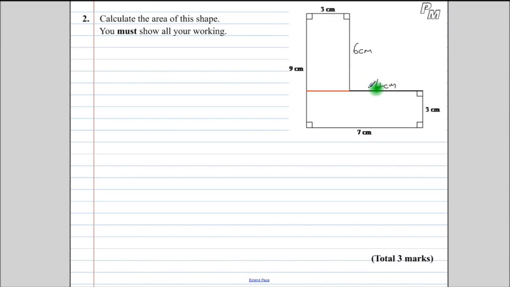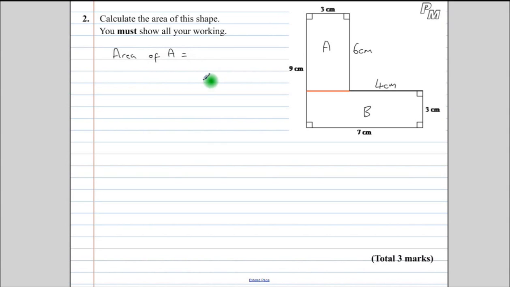So now we know the length of all the sides. We want to work out the area of the shape, but we need to be careful which ones of these we use to do it. So we've got this rectangle here, which I'll call rectangle A, and this rectangle we'll call rectangle B. So we'll start by doing the area of A.